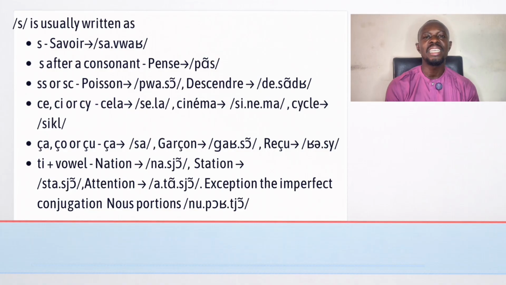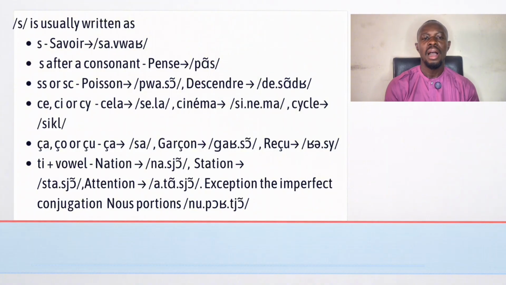Now, anywhere you see TI plus a vowel, it gives us the soft S. Now, you can find it in words like nation. So you can hear this. Nation. We have station. So don't forget, this one is TI. It's giving us nation, station, attention.